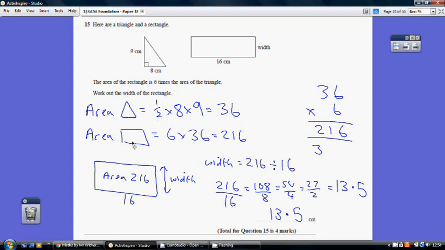Now the area of the rectangle is 6 times this area of the triangle, so it's going to be 6 lots of 36. I've done that as a side working over here, which is 216. So the area of the rectangle is 216. Now the base of the rectangle is 16. Base times height is the area. So this width of the rectangle is going to be 216 divided by 16. So let's just simplify this down. If we halve top and bottom again, and again, we see that it's 27 divided by 2, which is 13.5 centimetres.